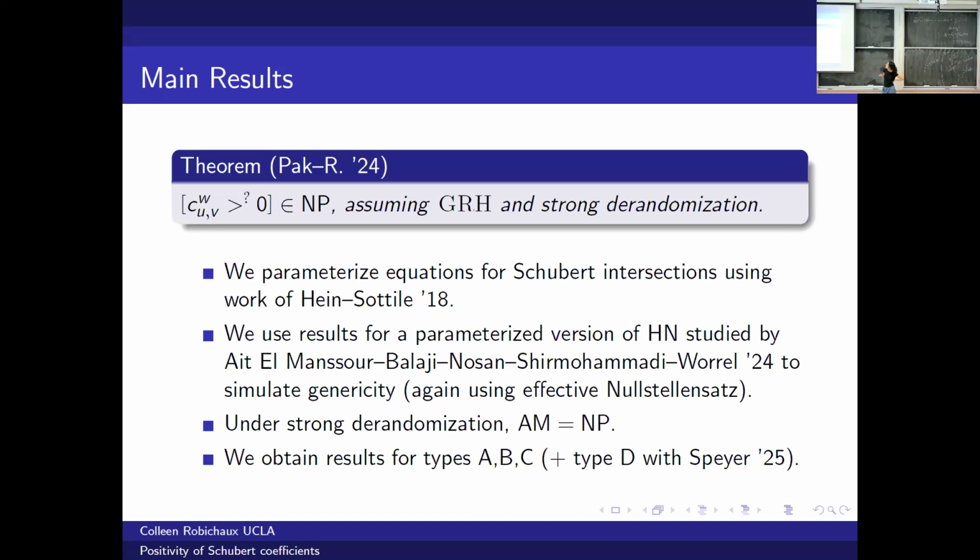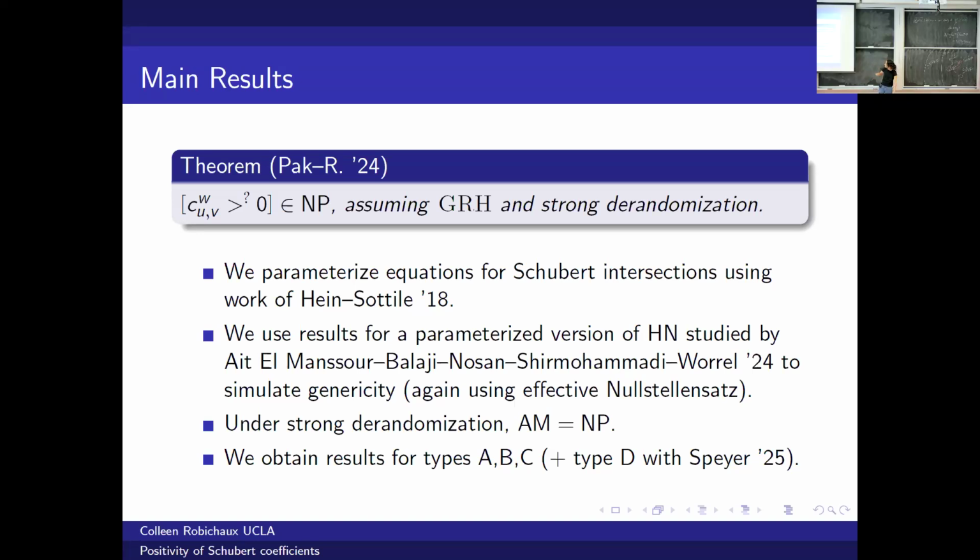And so with these two assumptions, what we can do is appeal to a small formulation of this system. So Hein and Sottile in 2018 gave a beautiful system for cutting out these Schubert intersections that it's not necessarily obvious that such a small system should even exist. If you look at the classical definitions of the Schubert varieties, you might think that you have to use some determinants to cut out membership in a Schubert variety. But Hein and Sottile show you, no, you just need bilinear equations. You need a quadratic number of bilinear equations, and you can actually cut out membership in the Schubert variety.